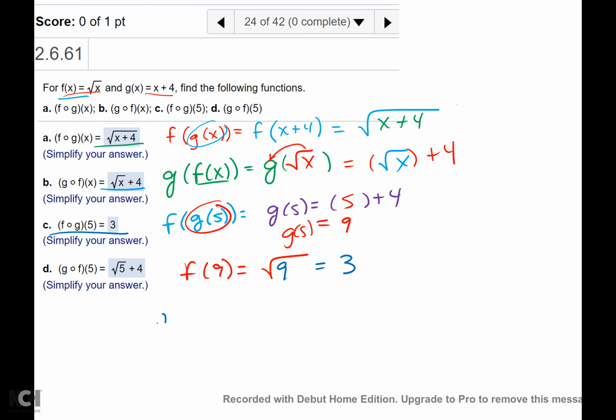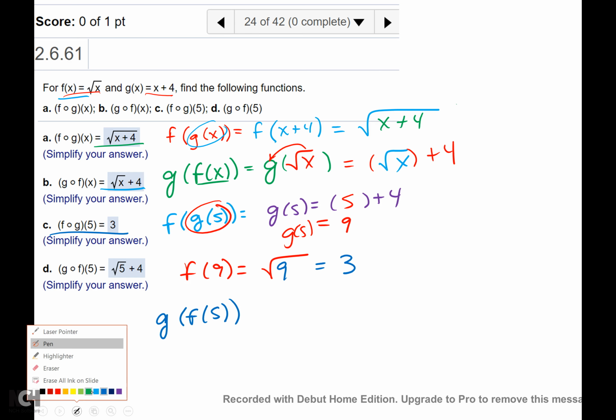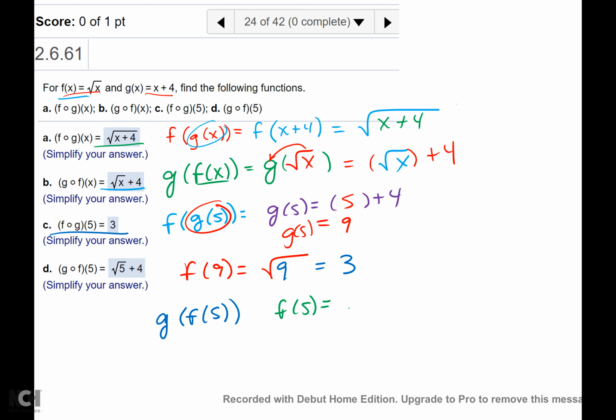Okay, so now to find g of f of 5, inside parentheses first, so I'm going to have to find f of 5, which says the square root of whatever you brought. I brought a 5, and I can't simplify that. So if I replace f of 5 with the square root of 5, and now go to the g house, which says whatever you brought plus 4, I'm bringing the square root of 5. I can't simplify, so it's the square root of 5 plus 4.